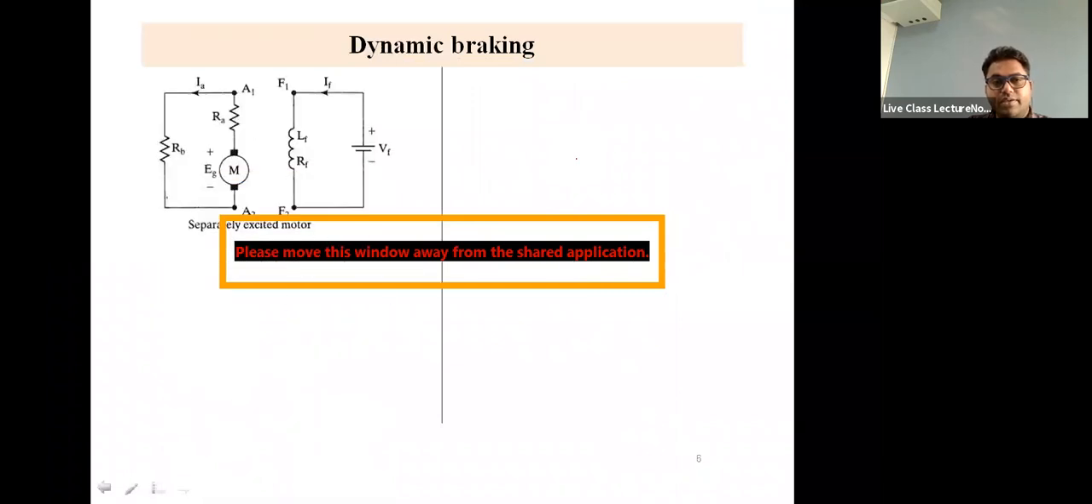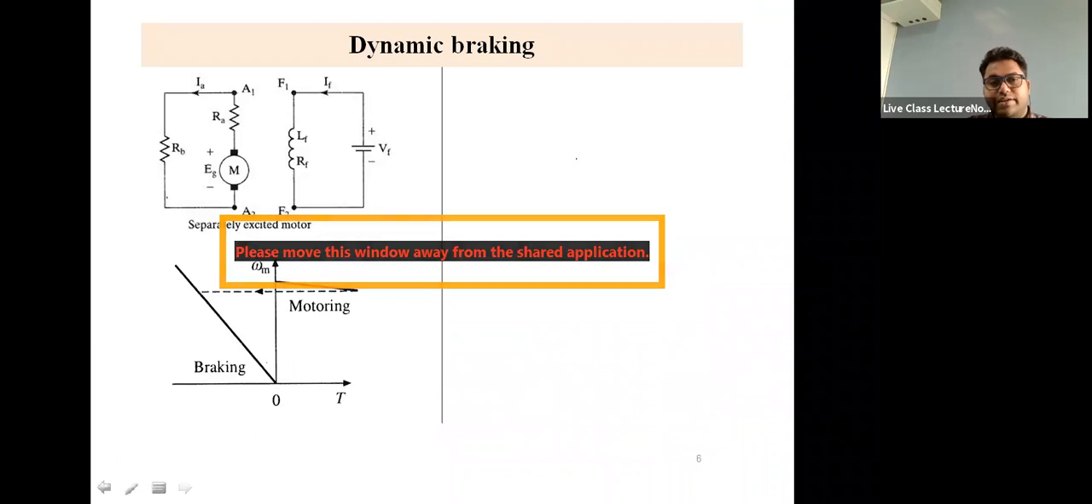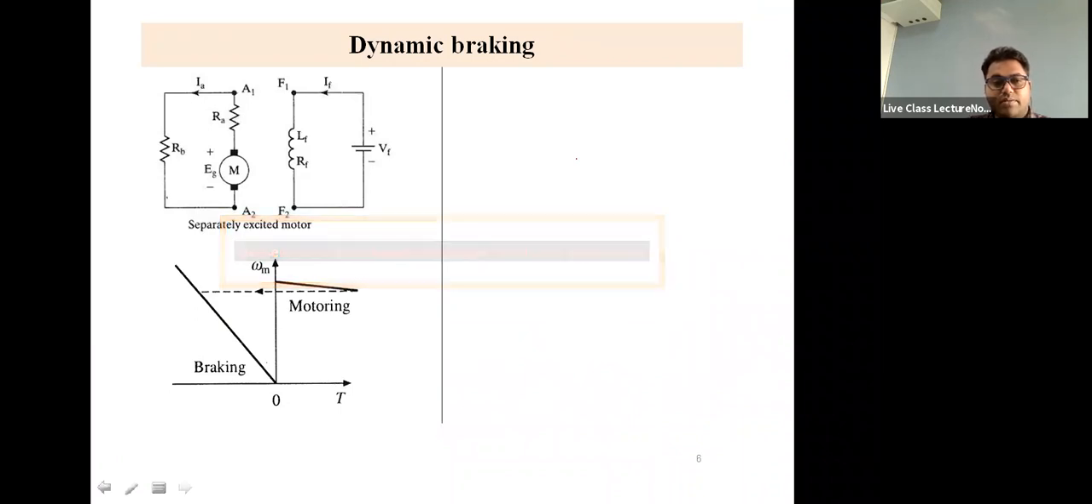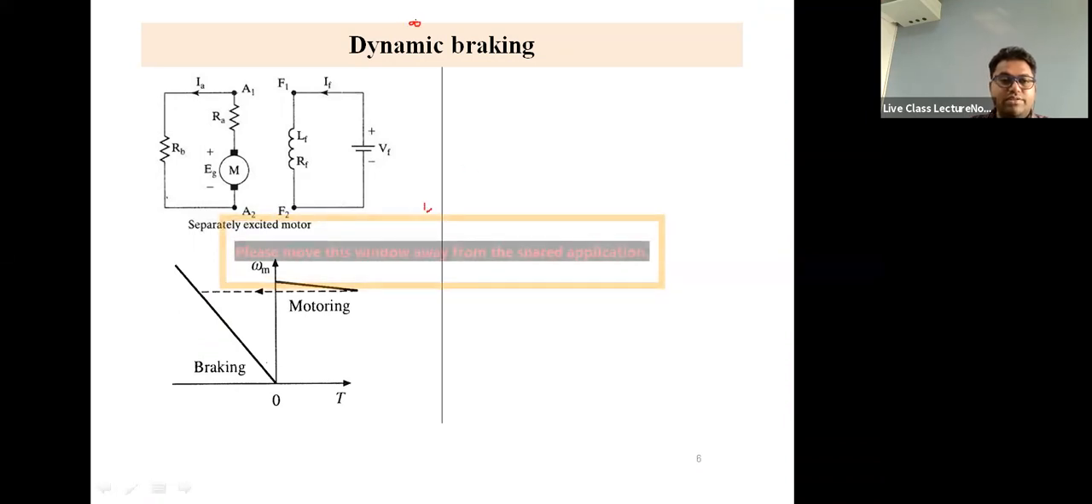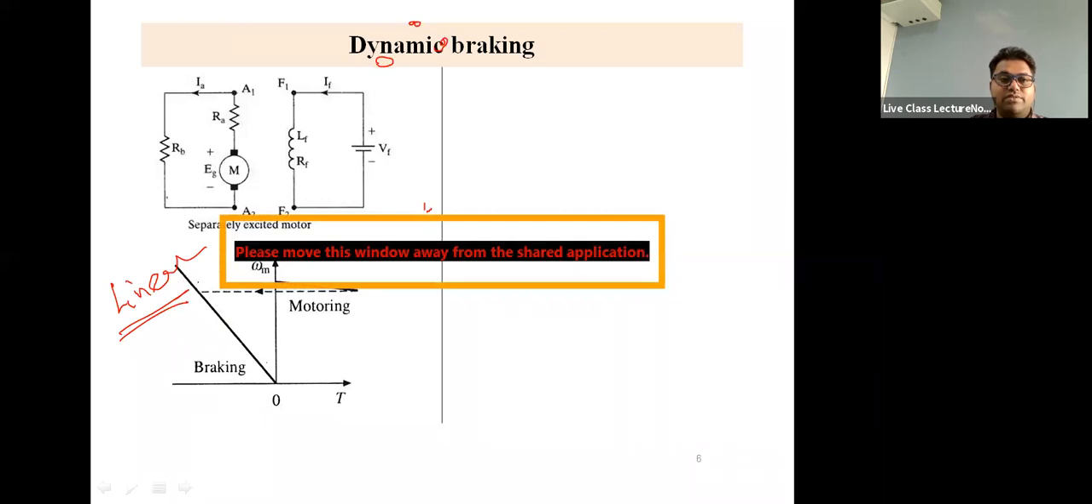So dynamic braking for a separately excited motor, this is the circuit and this is the VI characteristics. You have these PPTs already with you in the contents page. So this would be the motoring. Everywhere, whether it is motoring or braking, it is completely linear. That is why people love these DC motors. They are very good for controls. The braking is also linear, the motoring was also linear, right?